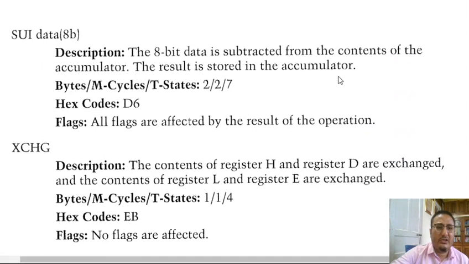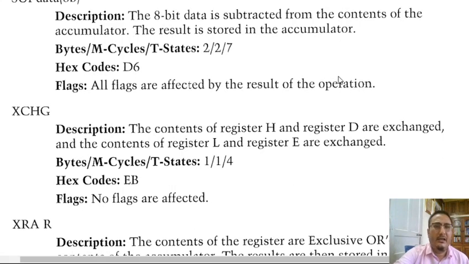Now, the next instruction that we have is SUI data. On execution, the SUI instruction subtracts the 8-bit immediate data from the content of the accumulator, and the result is stored in the accumulator. It requires 2 bytes, 2 machine cycles, and 7 T-states, and the hex code is D6. All the flags are affected by the result of the operation.